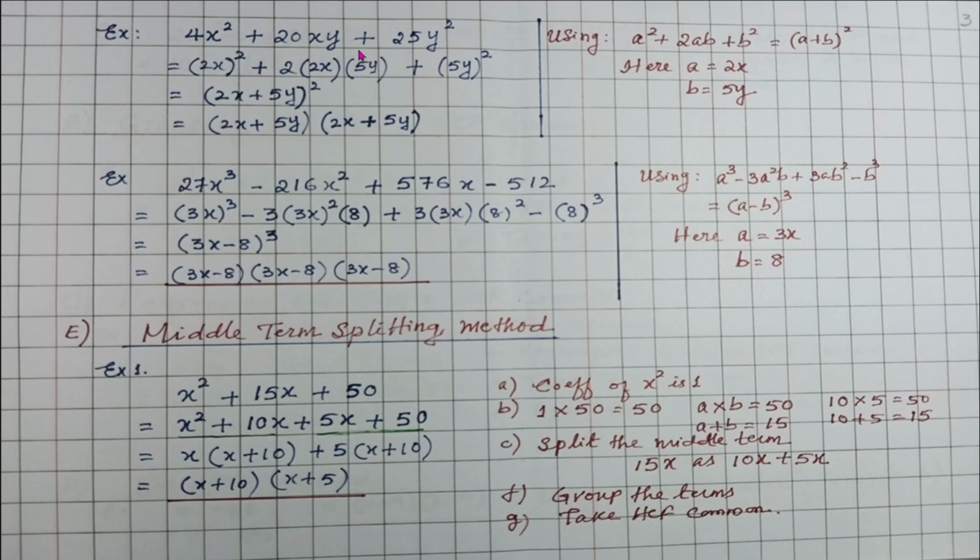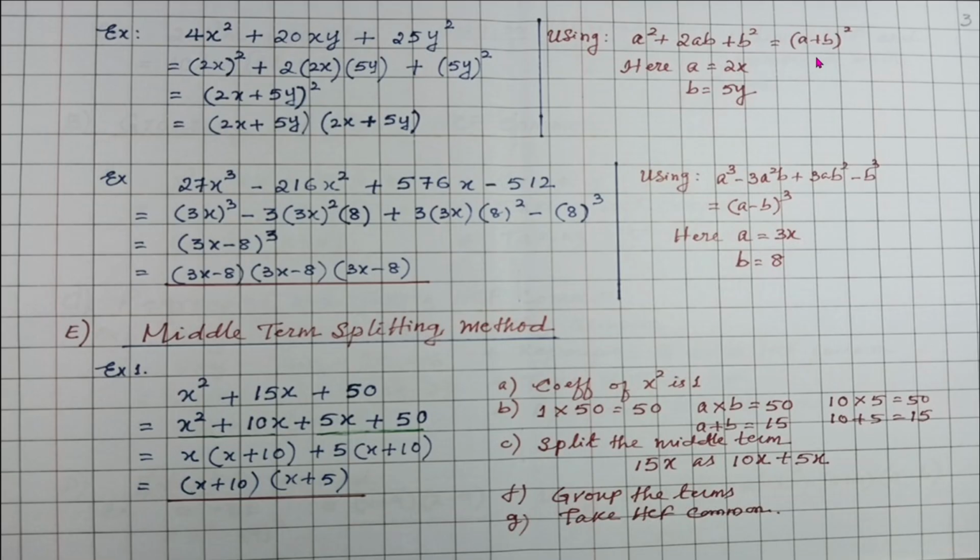Now we have an algebraic expression of 3 terms here, 4x square plus 20xy plus 25y square. By inspection we see that the first term is a square term, 4x square becomes 2x whole raised to square, and 25y square is 5y whole raised to square. That means the first term and the last term are square terms. So we have to check whether we can apply the identity here. The identity which can be applied has a square and b square, and the middle term is 2ab. If I use this identity, then I will get a plus b whole raised to square.